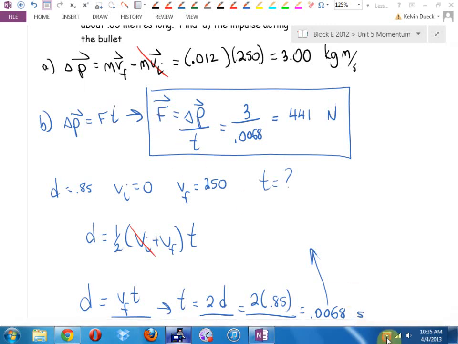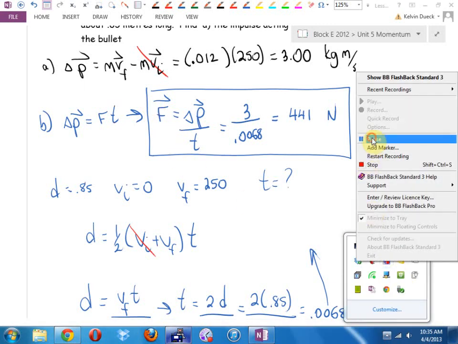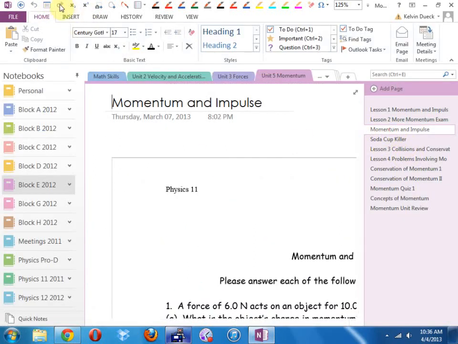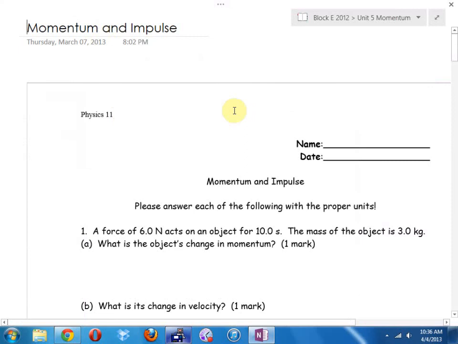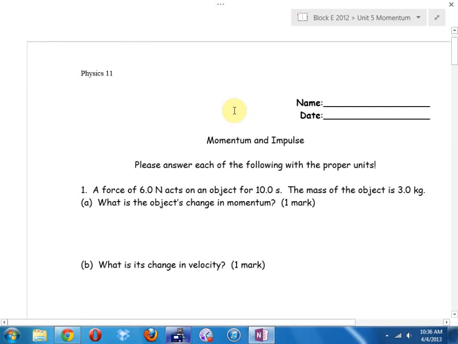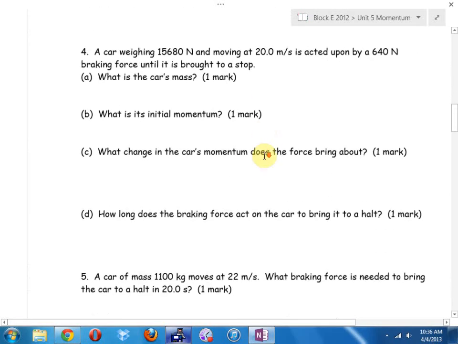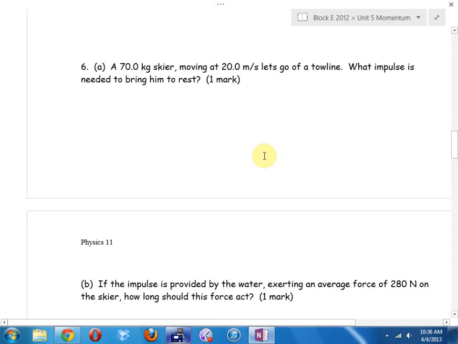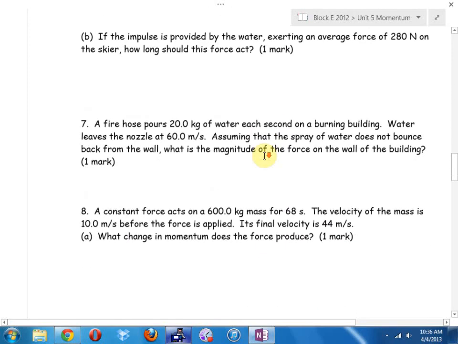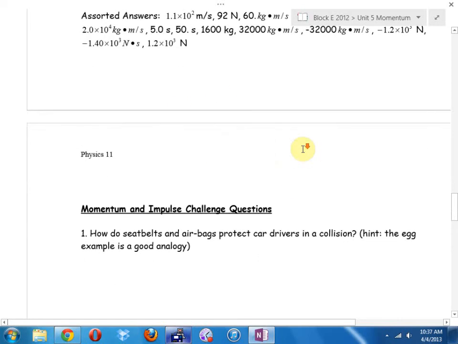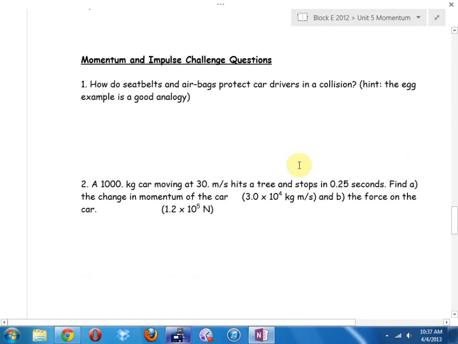What's the homework? Homework. I gave you this sheet intelligently entitled Momentum and Impulse, because that's what we just looked at. It says, please answer each of the following with the proper units. And most of this, be clever. I don't think there's any really weird ones. And there's scrambled answers. And then I got some challenge questions. These ones I don't have the answers attached for.